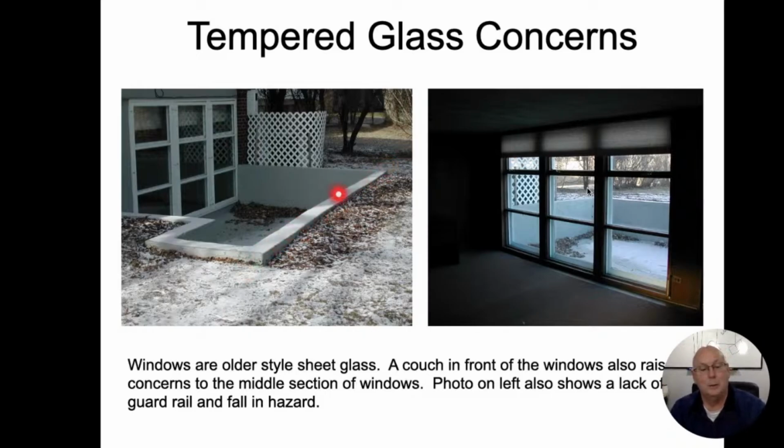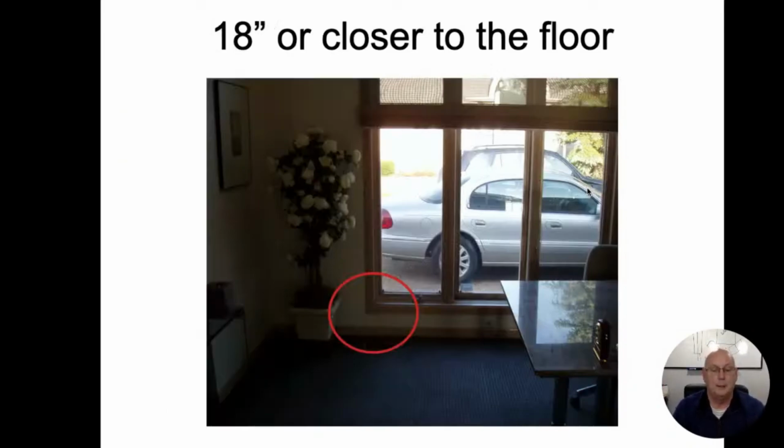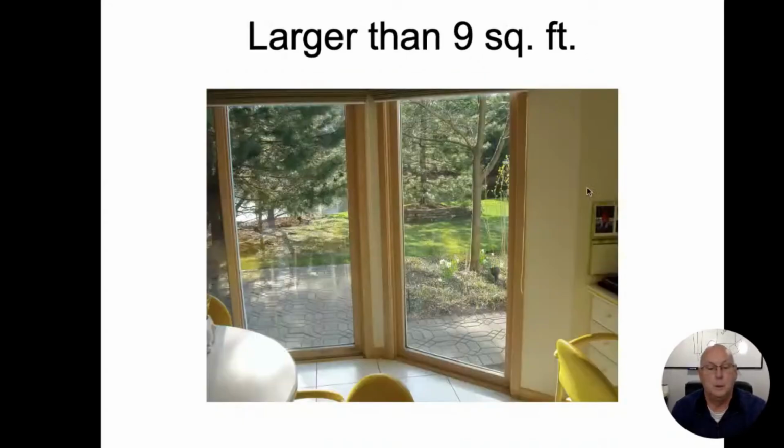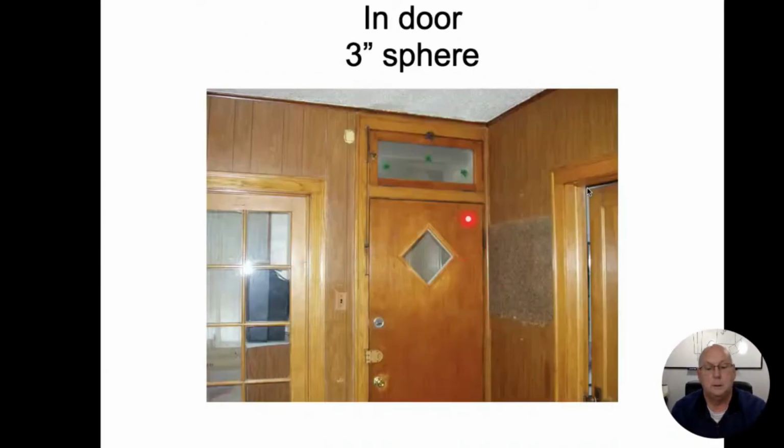We're going to get into guardrails and decks and stuff in a little bit, but I want you to just plant the seed in the brain. We're going to be thinking of 30 inches as a fall potential. Anything over 30 inches is going to require a guardrail to protect people from falling. So again, 18 inches to the floor, larger than 9 square feet. This 3 inch sphere, so actually, we need something like that. So that's too big. That should be tempered.